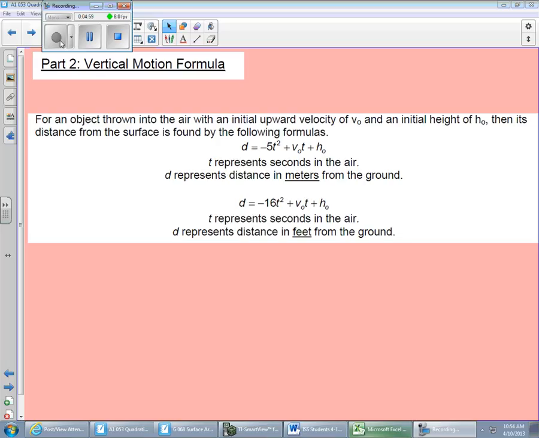Now, we have another formula down here, and the only difference between the two formulas is that one of them represents distance in meters from the ground and the other represents distance in feet from the ground. If you look at the two formulas, you'll see they are nearly identical with one exception: the coefficient of t squared has changed. Of course, one is in meters and one is in feet.